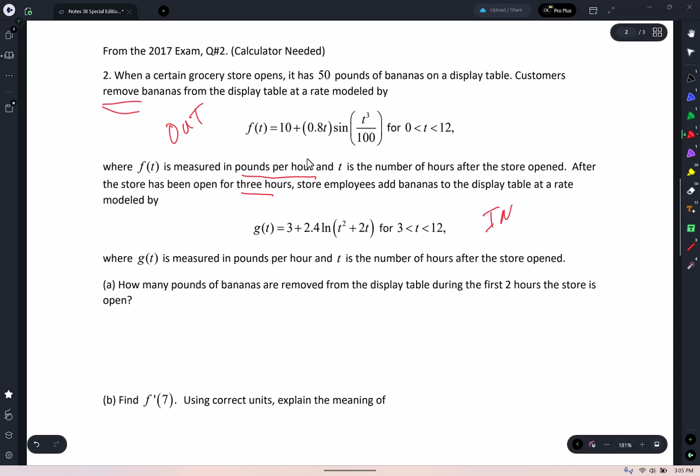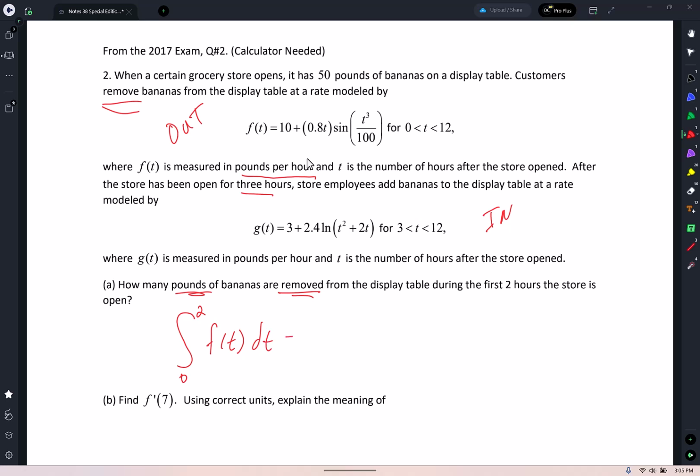Okay. Letter A. How many pounds of bananas are removed from the display table during the first 2 hours the store is open? So that's the out one. See how it says pounds of bananas? Let the units help you out. Pounds per hour times hours is going to be pounds. So we're going to find the area under the curve. The area under the curve of which curve? The F of T. So from 0 to 2, the first 2 hours, of F of T dt. You don't have to do anything by hand. I would type this into y1 and this into y2. So take your calculator.